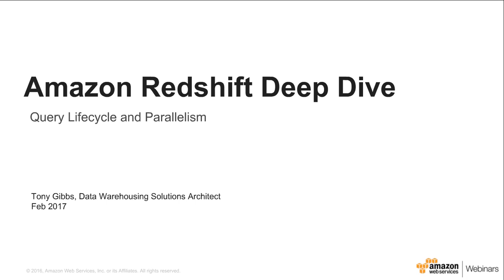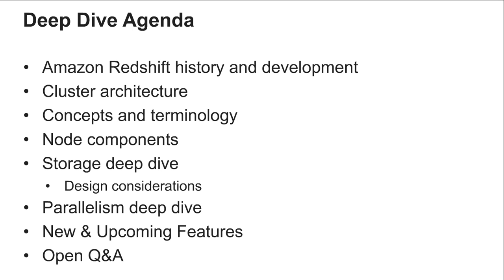So we'll just get started here, looking over the agenda. We're going to start with an overview of the history and development of Redshift. Then we're going to jump into the cluster architecture so you get an understanding of how Redshift works. And then we're going to jump into concepts and terminology, so that we can build up towards the rest of the webinar.